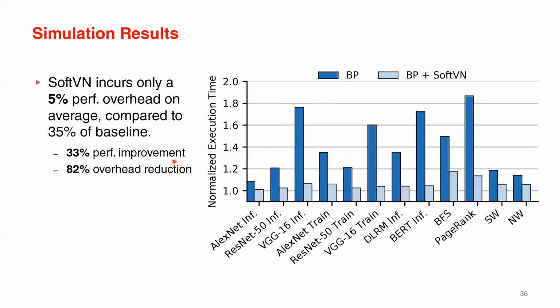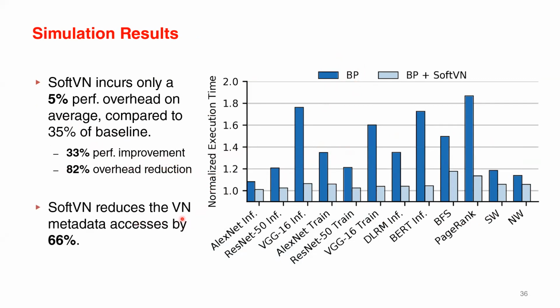This translates to a 33% performance improvement and an 82% overhead reduction. Moreover, SoftVN reduces the external VN metadata traffic by 66%, and this is made possible by completely skipping the VN accesses for memory buffers, which are purely read-only. For example, in DNNs, there are model parameters, and in inference, we don't need to update their VN, so we'll completely skip their accesses.